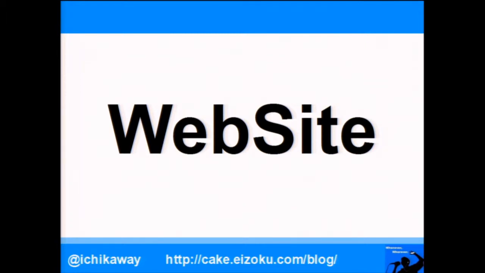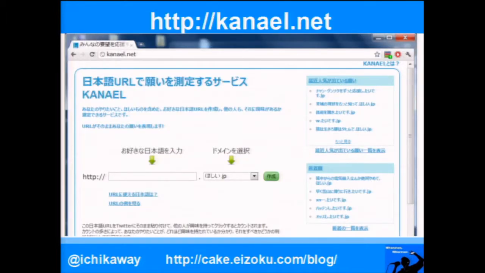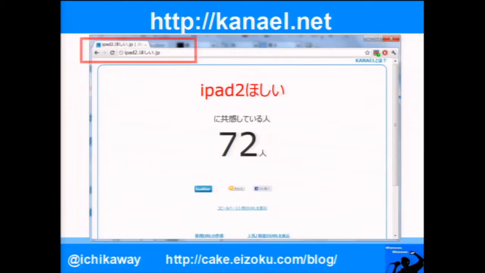Let me show you a website of mine using Cake and Mongo. This website is for Japanese. On this site we can make Japanese URLs as we want. Here is an example, a Japanese URL. After accessing this site, it counts up automatically and shows how many people are interested in the URL.